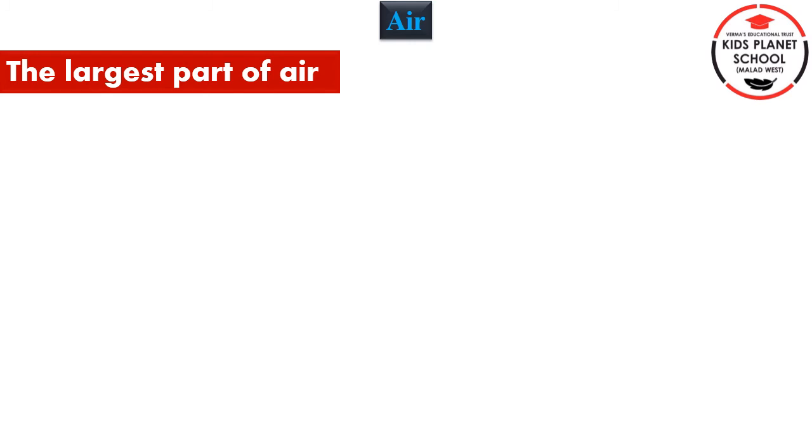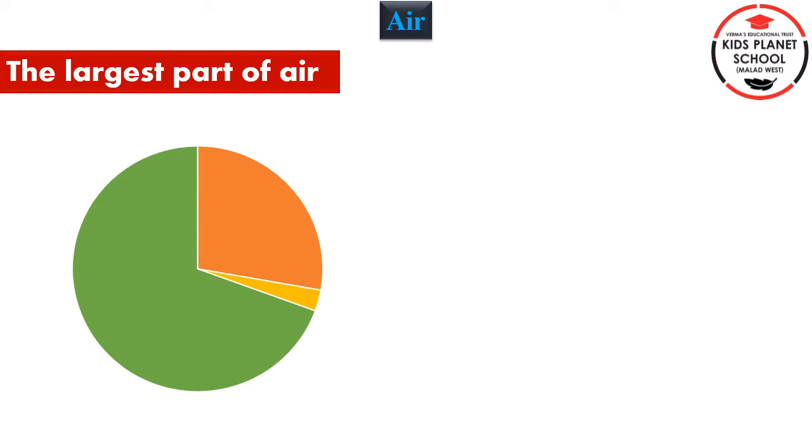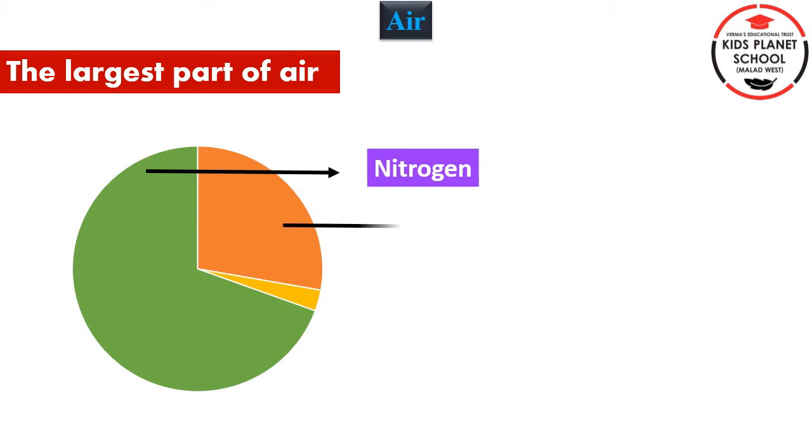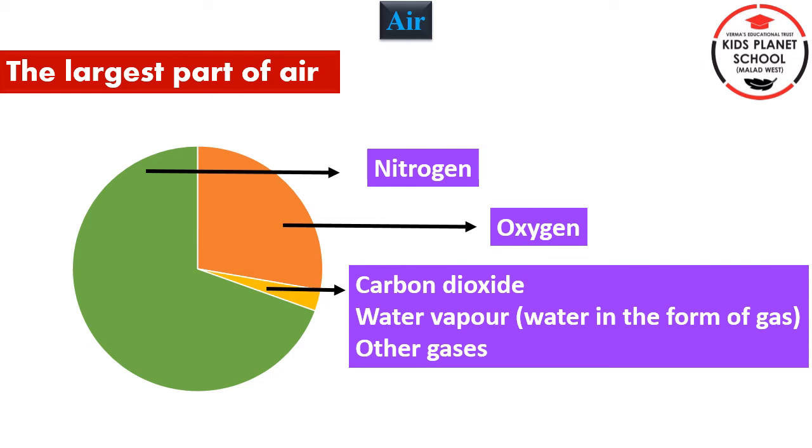Children, up till now we have learned some gases present in the air. But the largest part of air is made of another kind of gas. This gas is called nitrogen. Nitrogen gas has maximum part in the air. Air is a mixture of many gases. For example, it has nitrogen, oxygen, carbon dioxide, water vapor, meaning water in the form of gas, and some other gases.